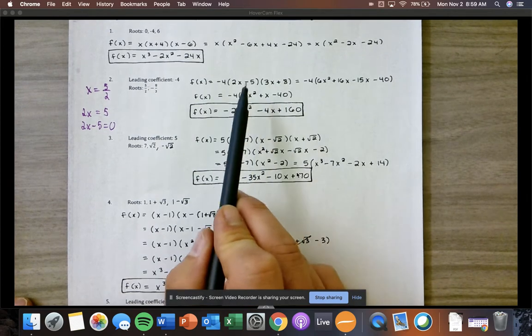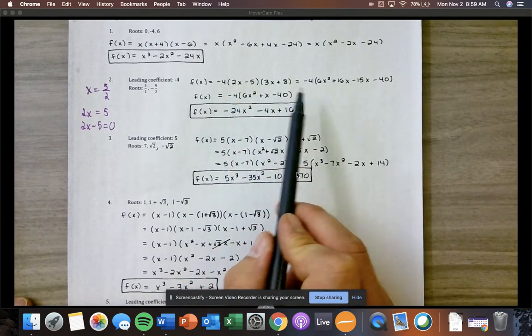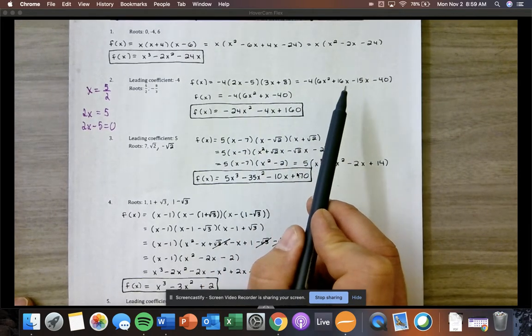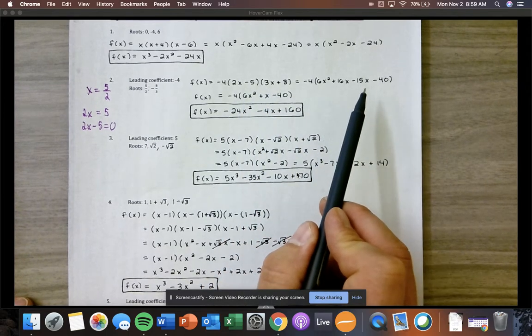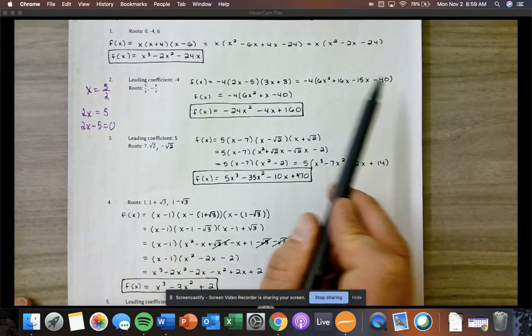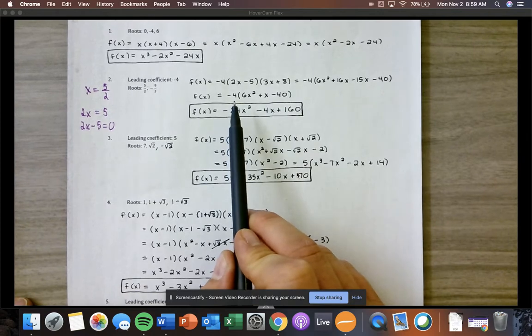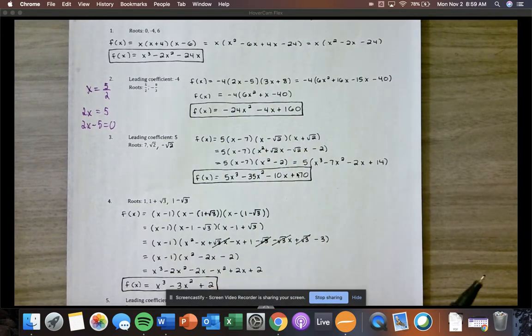And then once I have it written like this, I just have to FOIL it out, right? So I do 2x times 3x, I get 6x squared. I do 8 times 2x, I get 16x. I do -5 times 3x, I get -15x. And I do -5 times 8, I get -40. You clean that up, and we get this right here. Then you just have to distribute the -4 in. And end up with -24x squared minus 4x plus 160.